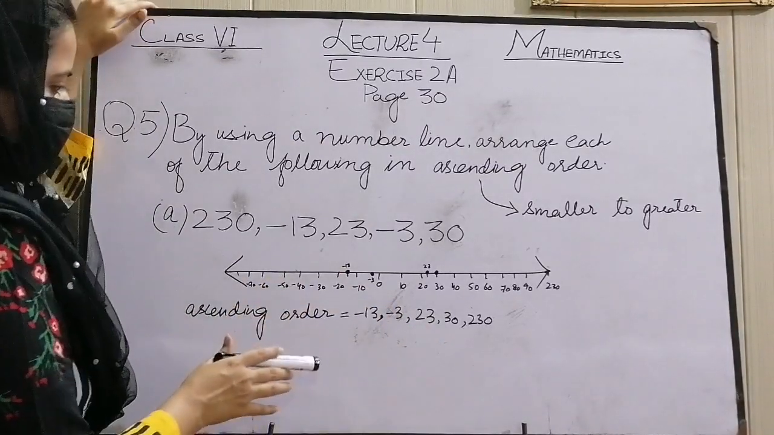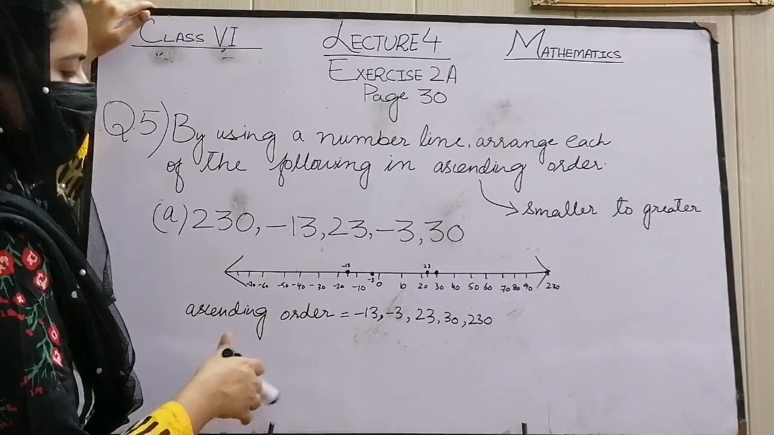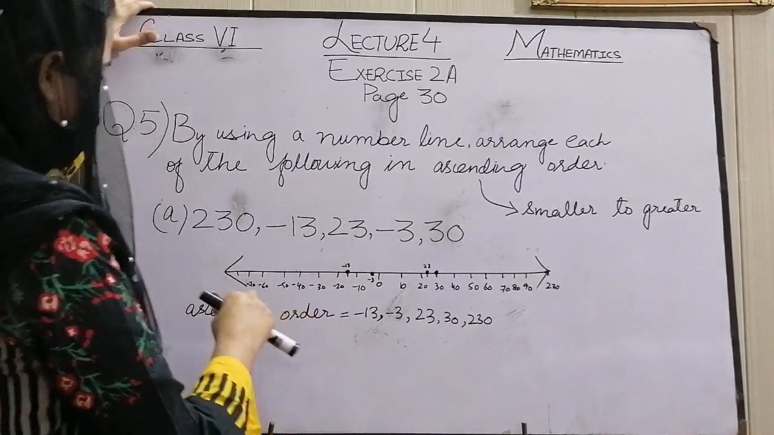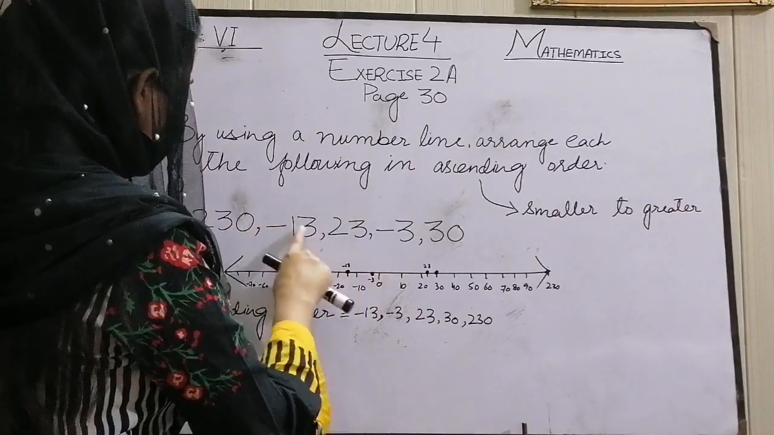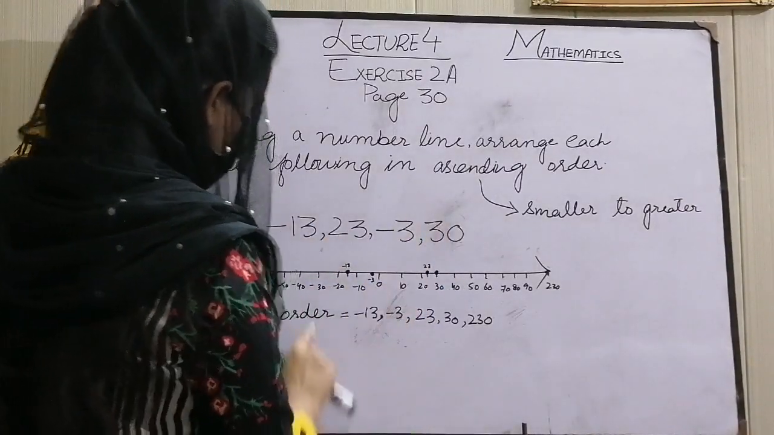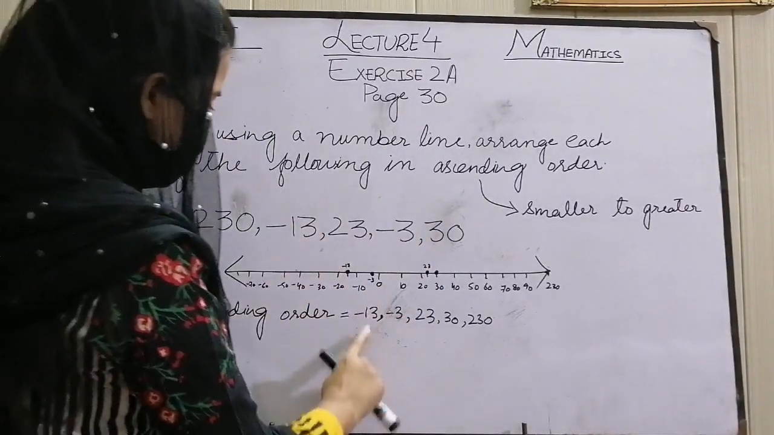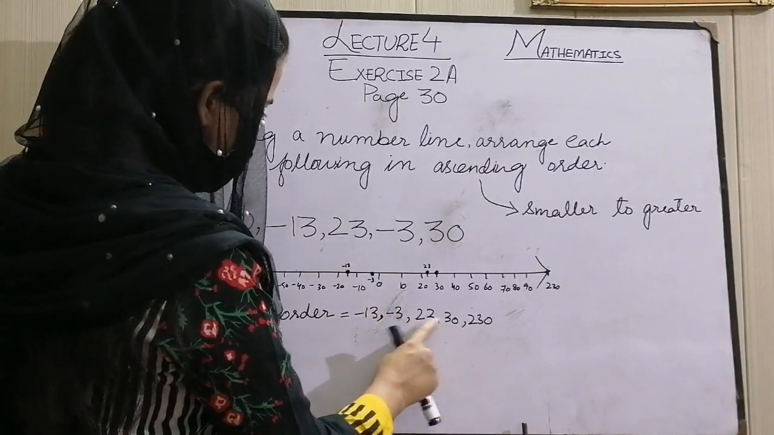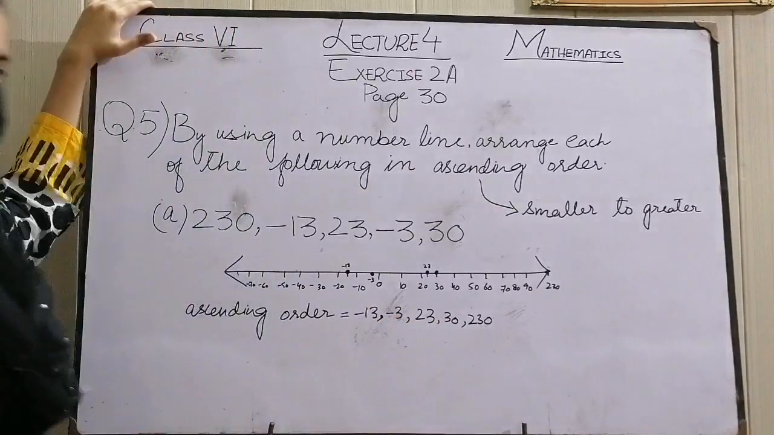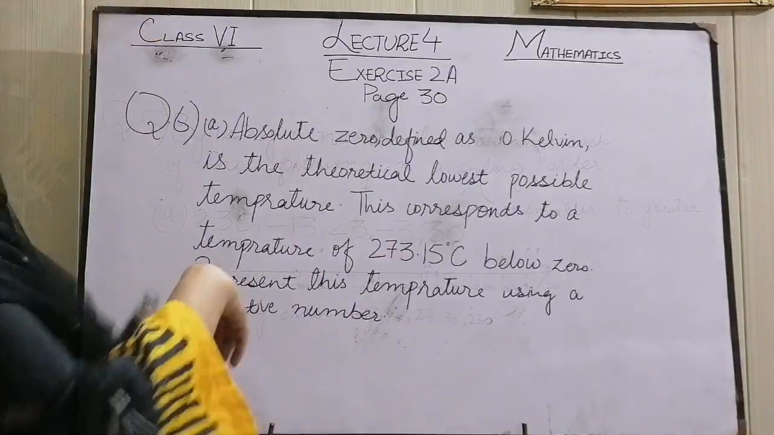Last step is to count the numbers just to make sure that you have written the complete numbers. No number is missing here. 1, 2, 3, 4, 5. We were given 5 numbers and in the answer we have written 5 numbers. So we have completed the question.